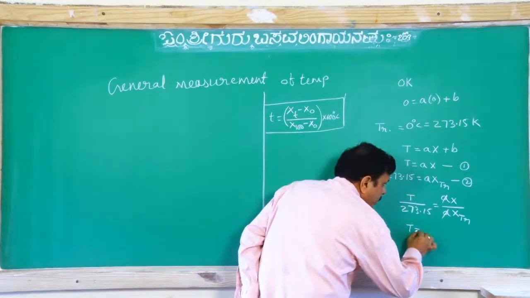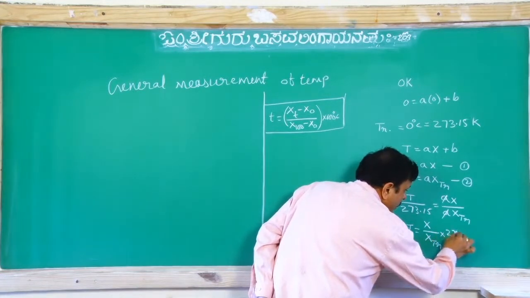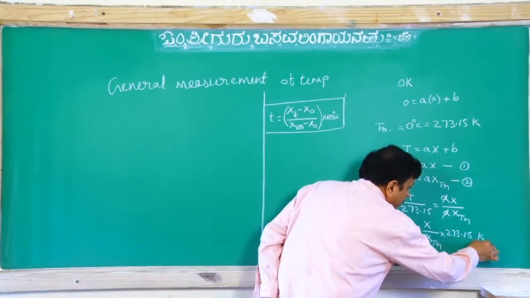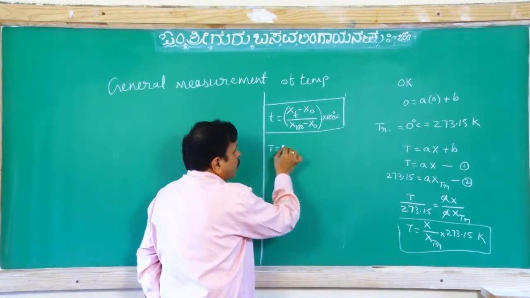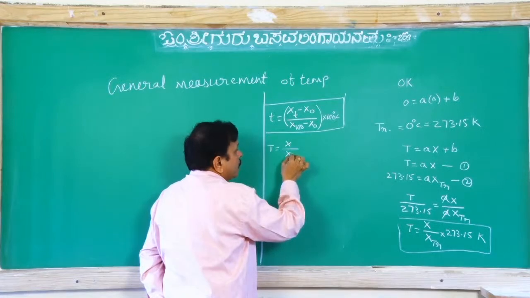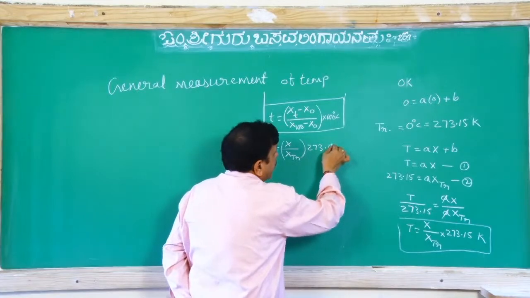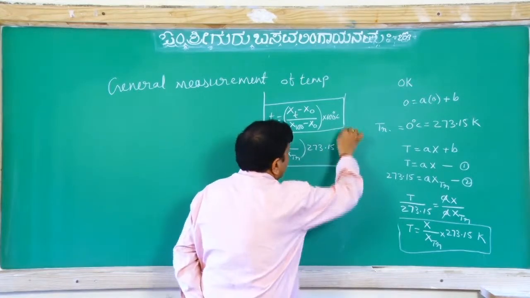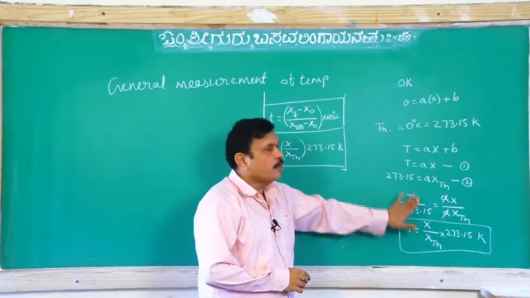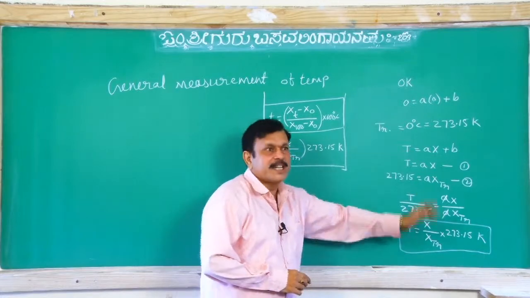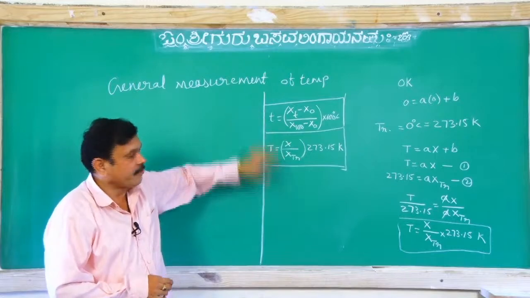We can write T is equal to X by X_TR into 273.15. This will be in terms of Kelvin. So here, second, T equal to X by X_TR into 273.15 Kelvin is the second relation we'll be using here. Anyway, it is not required for our purpose to remember all this derivation. If you remember only these two formulae, that will be sufficient.